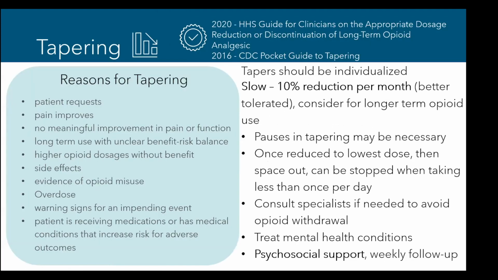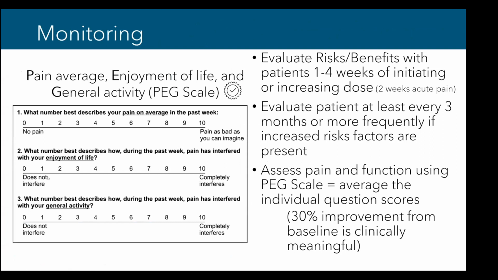So now I wanted to talk a little bit about tapering. I have reasons for tapering listed here on the left. It's important to note that tapers should be individualized. Slow tapers are generally better tolerated versus fast tapers, which is a 10% dosing reduction per month. Pauses in tapering may be necessary, but once the lowest dose is achieved, then you can space out the medication. And then once the lowest dose is taken less than once per day, then the medication can be stopped.